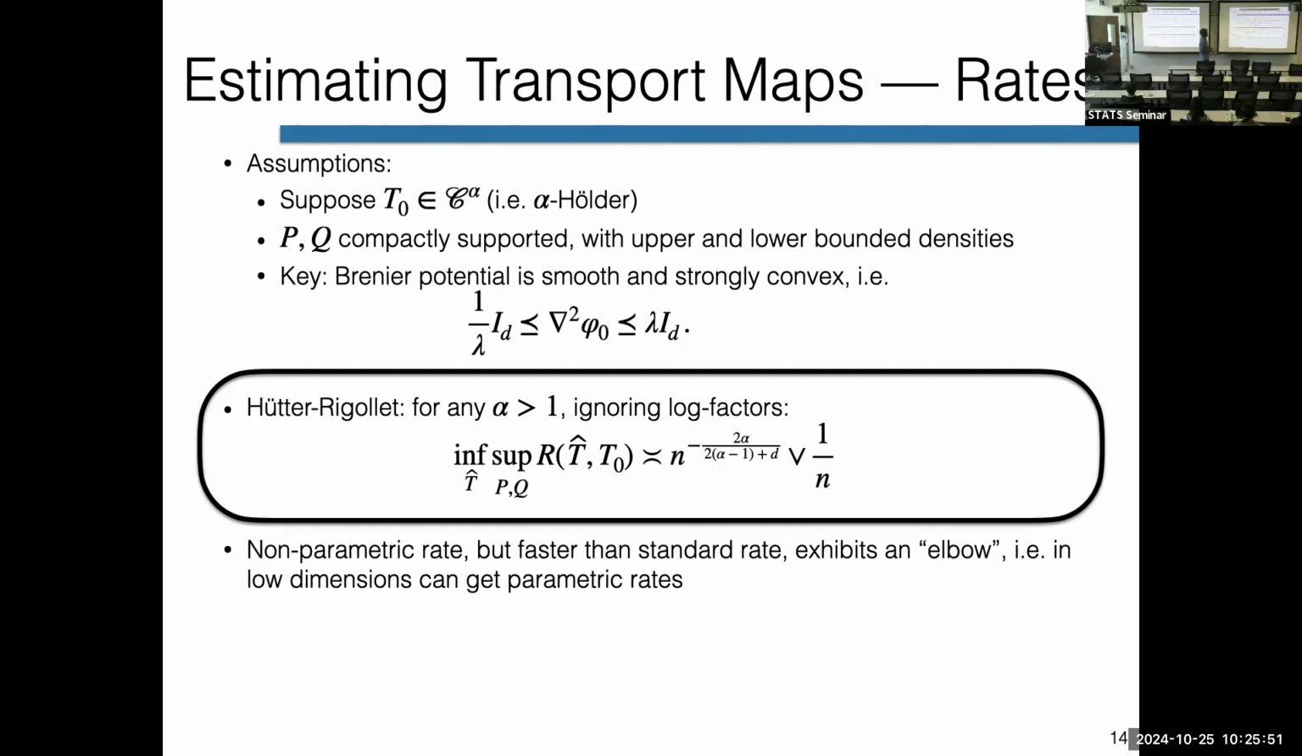And we will squint at this rate a little bit more. I'll tell you where it comes from and how to think about it at some point. But maybe the first order takeaway should be, it looks kind of like a non-parametric rate, but it's slightly faster. And that slightly faster has some meaningful implications. Everyone okay so far?